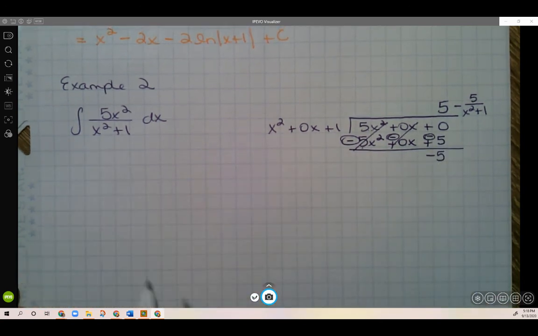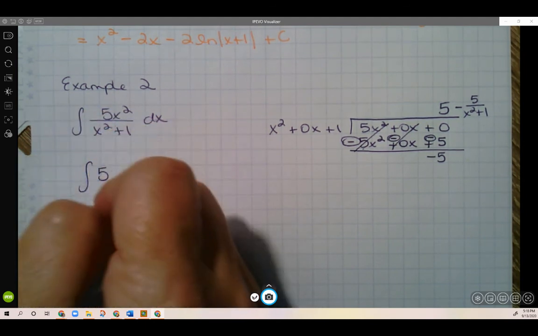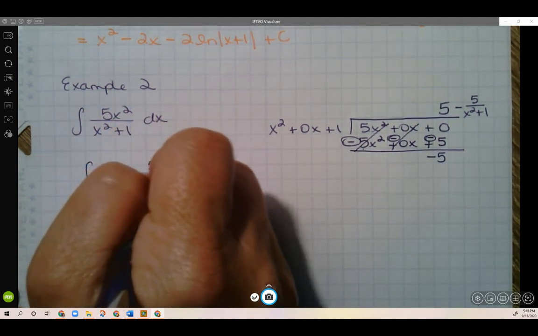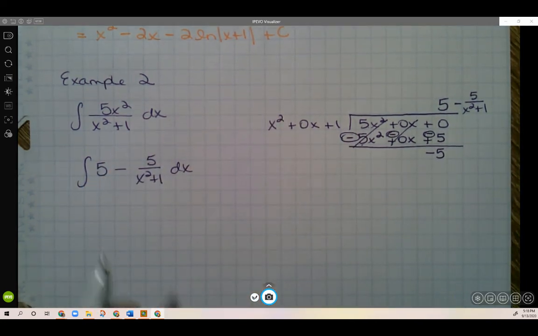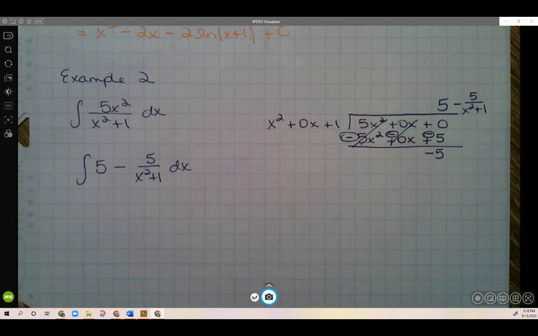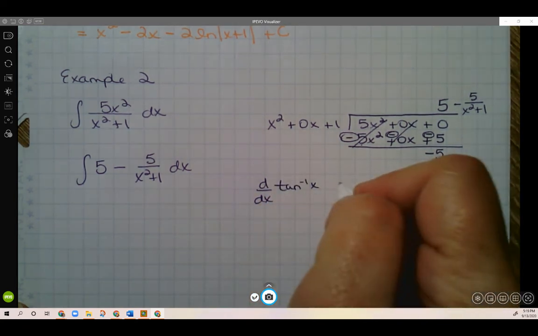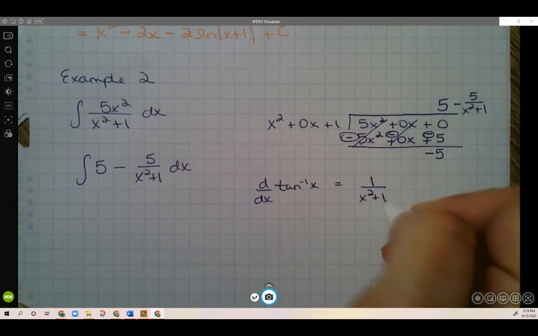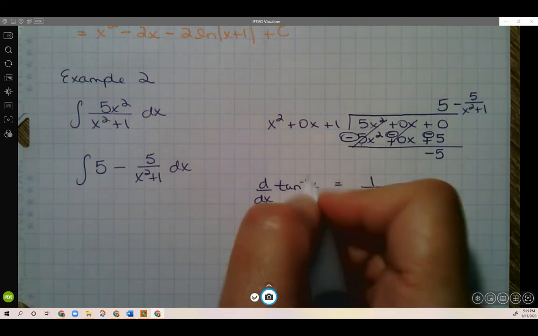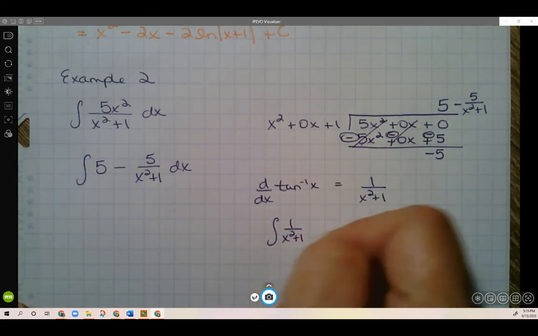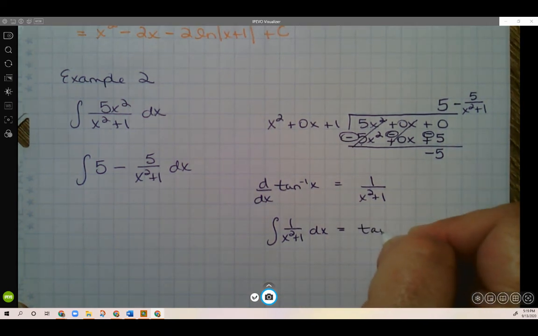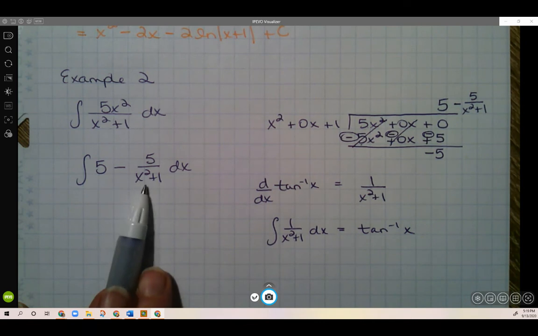Now that we've divided it, we can rewrite the original integral. This is going to become the integral of 5 minus 5 over x squared plus 1 dx. And now this is in a form that we can integrate, although I have a feeling I need to remind you about a derivative rule that we're going to inverse now so we can use it as an antiderivative rule. Remember that the derivative of inverse tangent of x is equal to 1 over x squared plus 1. And so that means that the integral of 1 over x squared plus 1 dx is equal to inverse tangent of x. And if you notice, that's what we have here in our second term that we're integrating.